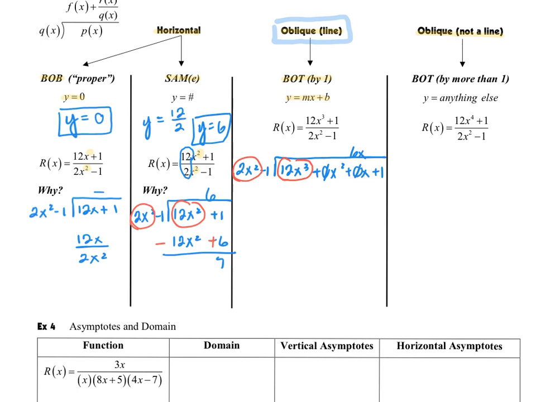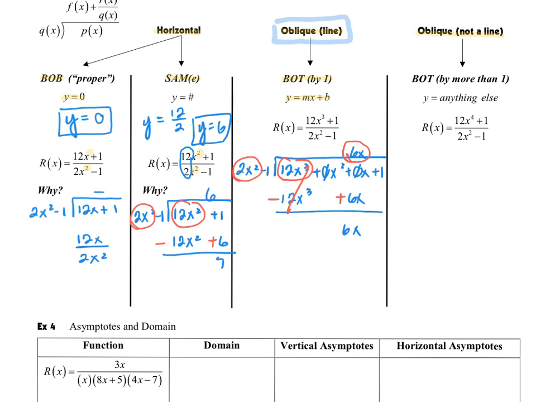Then I start multiplying that out. I'm going to get my 12x cubed minus my 6x. Then I like to add the negative, so I'm going to flip those signs and add. So that's gone. That gets me a 6x. Now, this degree is less than this degree, so I am done. And since I'm done, that means that my asymptote, my oblique asymptote, is going to be this 6x.